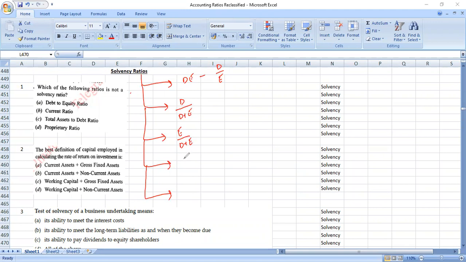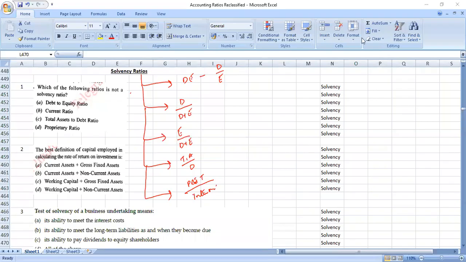Then we have total assets to debt ratio, which is total assets divided by debt. And then we have interest coverage ratio, which is profit before interest and tax divided by interest on long-term debts. All right.